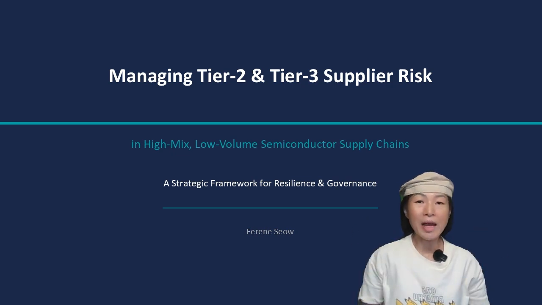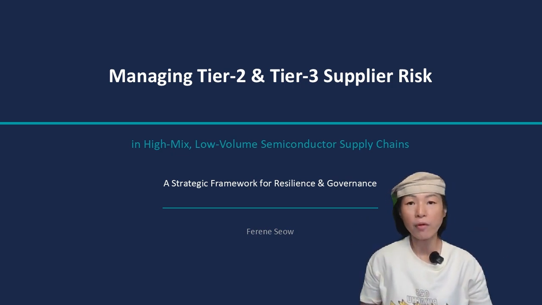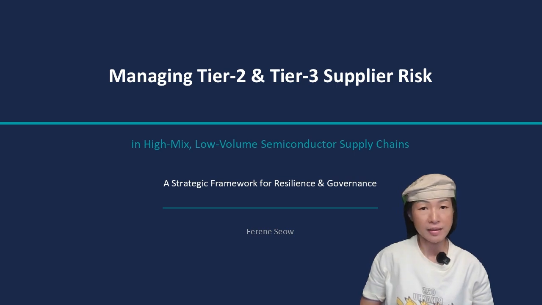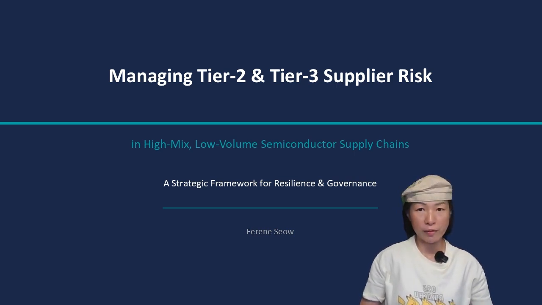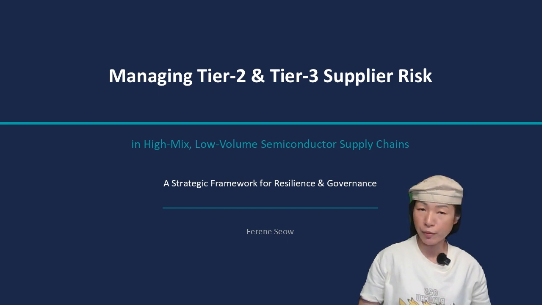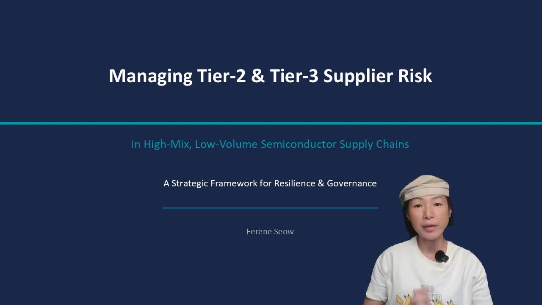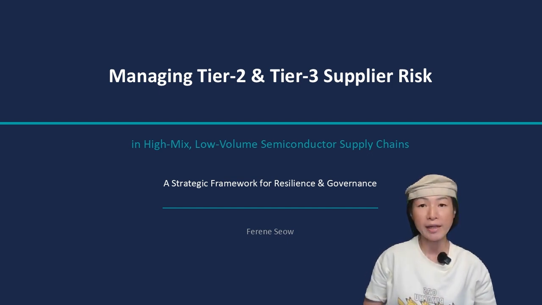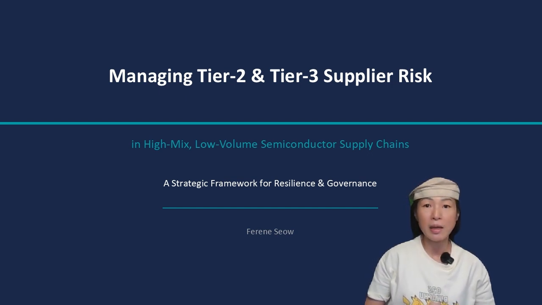Hi! Today I'll present a comprehensive framework for managing sub-tier supplier risk in semiconductor supply chains, especially for high-mix, low-volume environments where traditional spend-based approaches fall short. This framework addresses how to build visibility, governance, and resilience across Tier 2 and Tier 3 suppliers. The goal is to show that sub-tier supplier risk must be governed proactively even without direct contractual relationships.